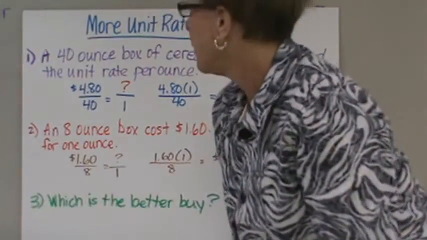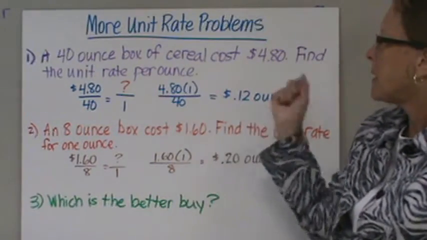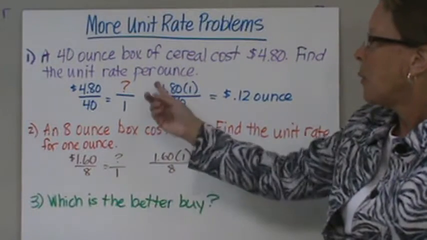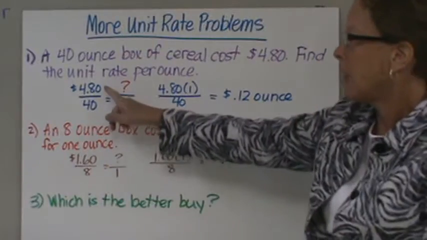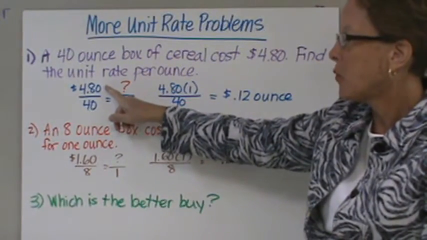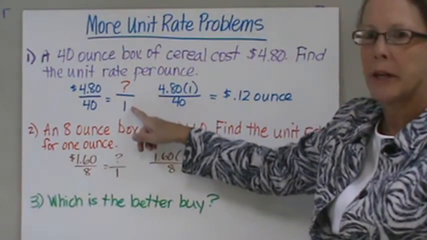Okay, here is another unit rate problem. A 40-ounce box of cereal costs $4.80. How much is 1 ounce of cereal? So we've got the cost over the quantity. The cost is $4.80, the quantity is 40 ounces. How much is it for 1 ounce?